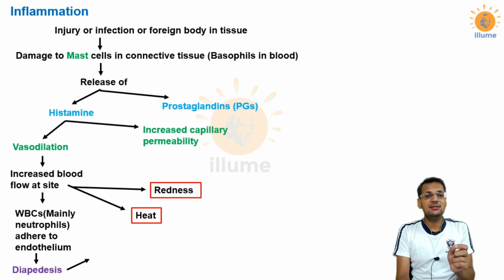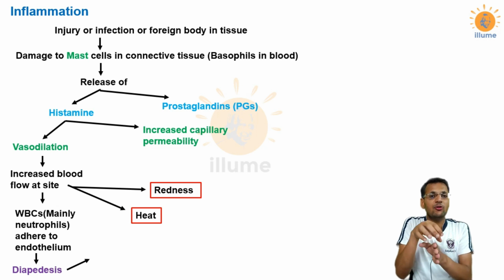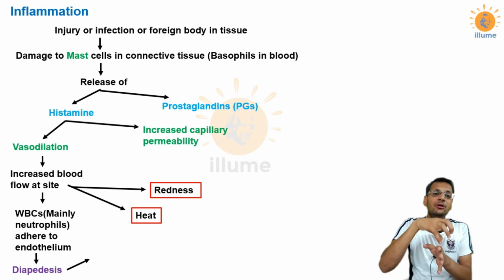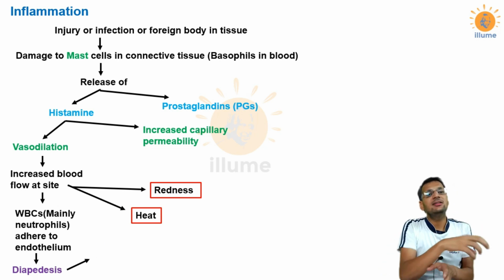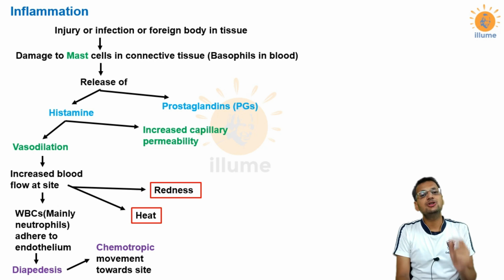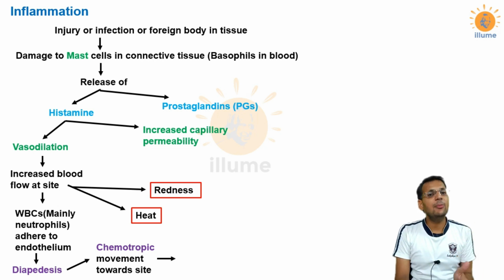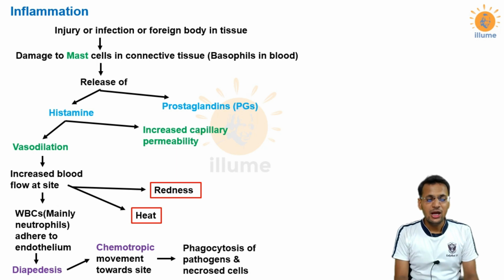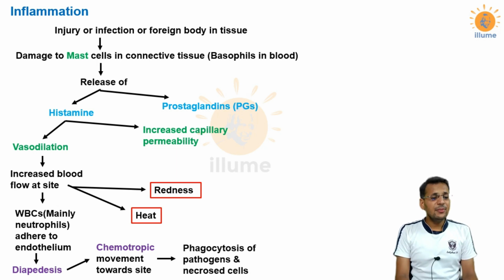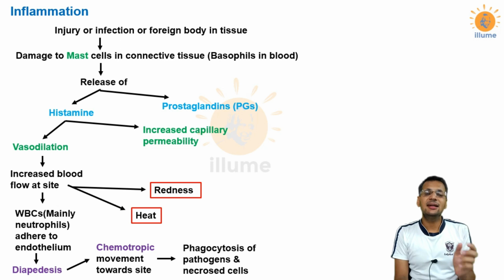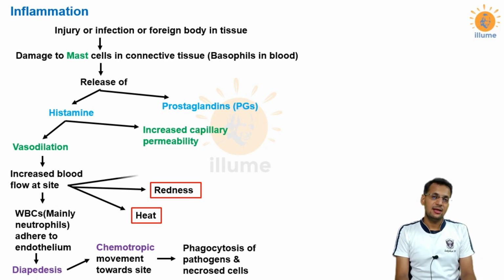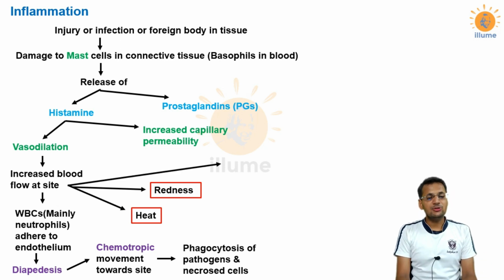And after diapedesis, after the WBCs are squeezed out of the blood vessel into the tissue, these neutrophils would rush towards the site where there is injury or infection, and that is called chemotropic movement, because that movement is in response to certain chemicals that are released by that injured tissue. Now when the neutrophils reach that site, they would perform phagocytosis of the pathogens as well as the cells that have been necrosed there. That is the function of phagocytosis.